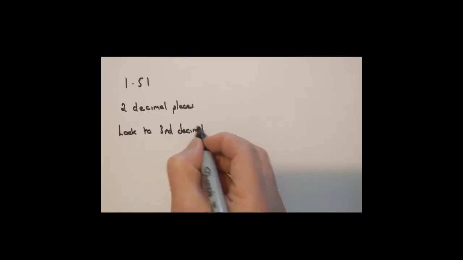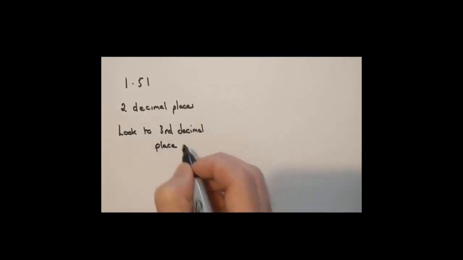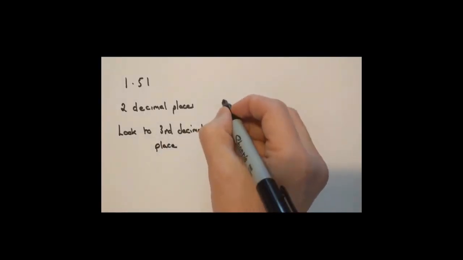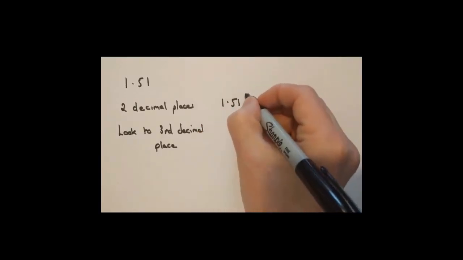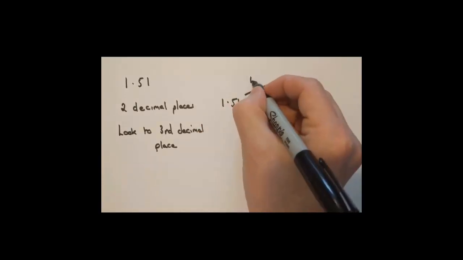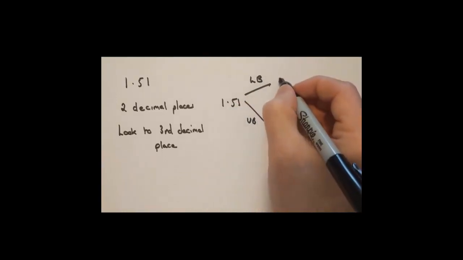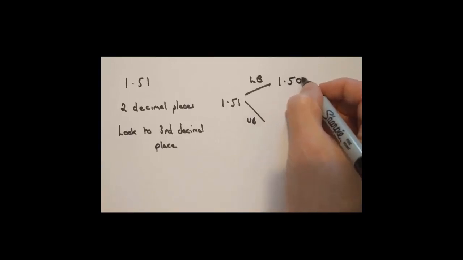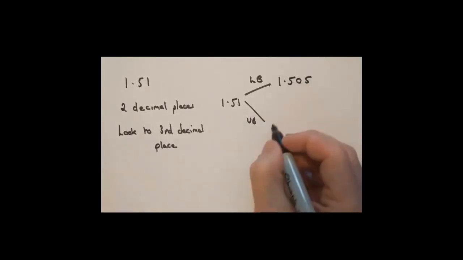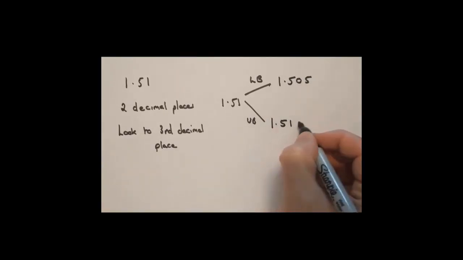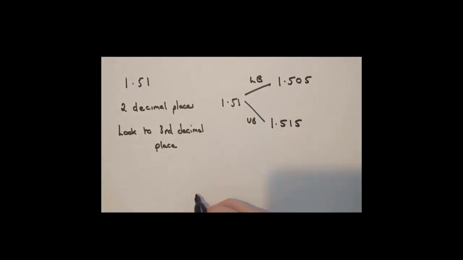The lower boundary is the lowest number that will round up to 1.51, and the upper boundary is the highest number that will round down to 1.51. The lower boundary therefore is 1.505, and the upper boundary is 1.515. In our answer, y is greater than or equal to 1.505 and less than 1.515.